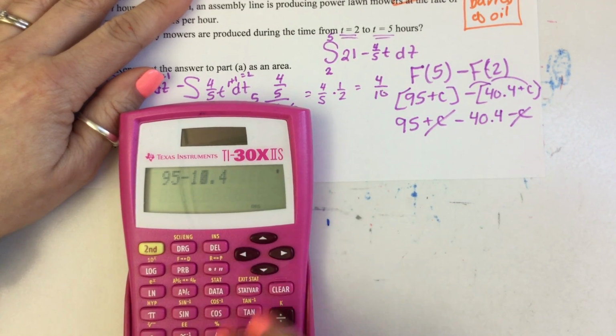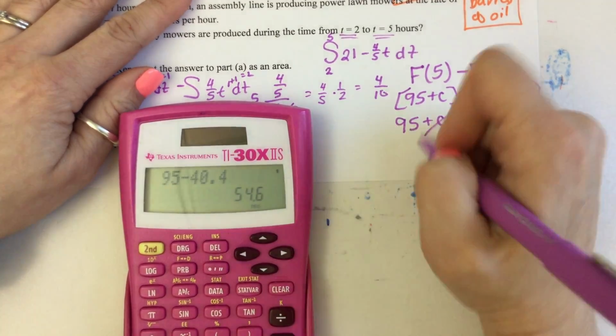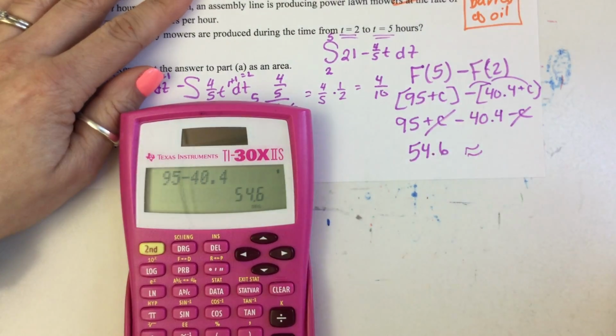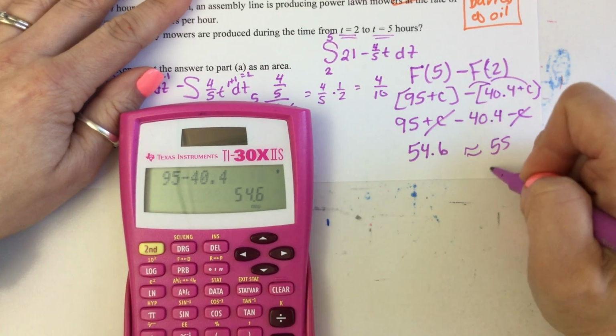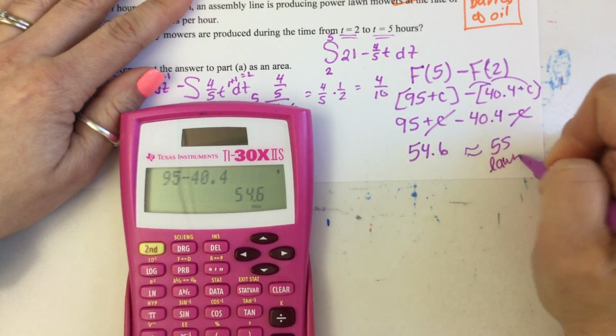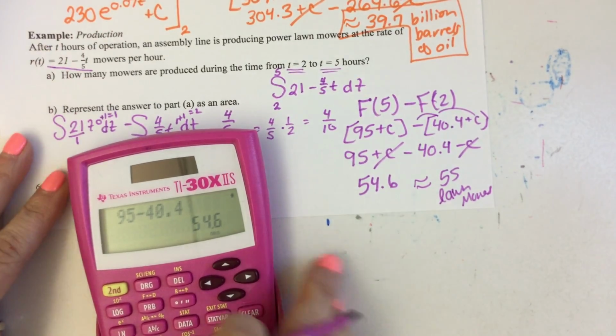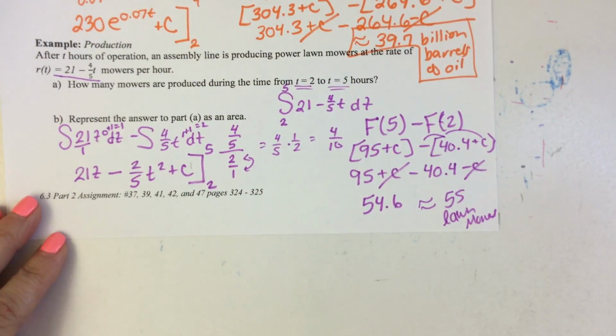95 minus 40.4, I get 54.6, so approximately 55 lawn mowers. That's about how many lawnmowers they can make between 2 and 5 hours.